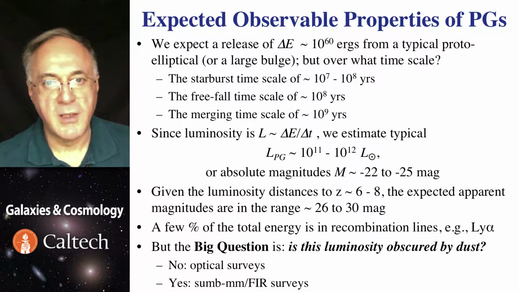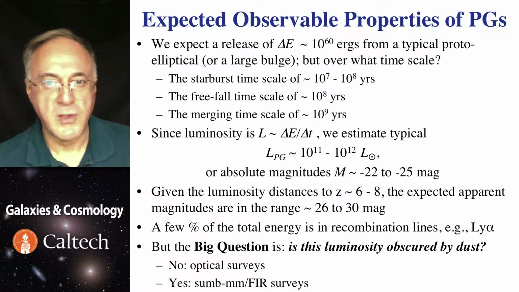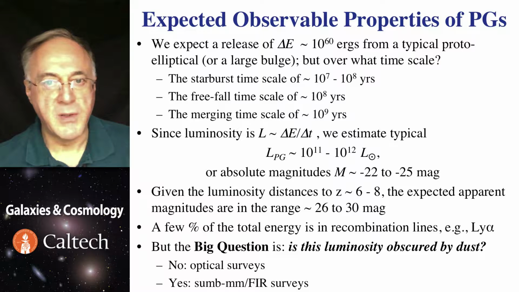A few percent of that energy will emerge in the form of emission lines, most notably Lyman alpha, if it's unobscured. And that would form a good way of finding galaxies. However, the big question is whether this luminosity is obscured by dust, in which case we have to look in the submillimeter, or just naked stellar photospheres, in which case it emerges in the rest-frame UV and will be observable in visible or near-infrared light today. Since at first there is no dust, at the very first stages we must be looking at unobscured galaxies.